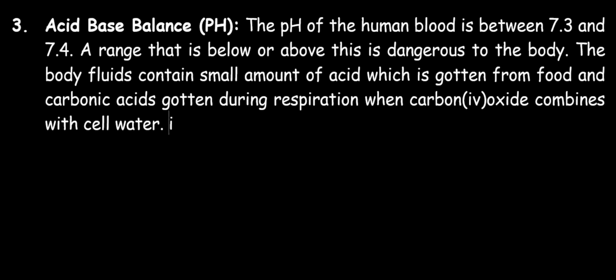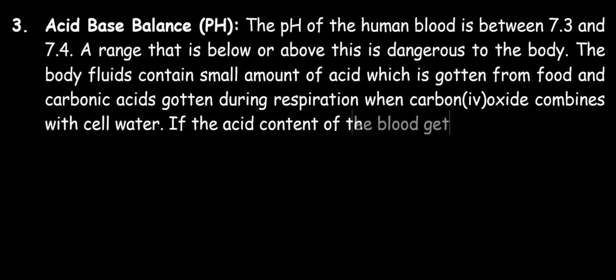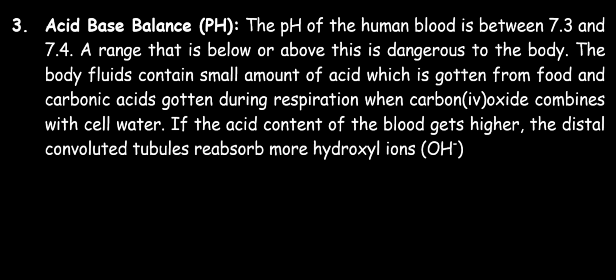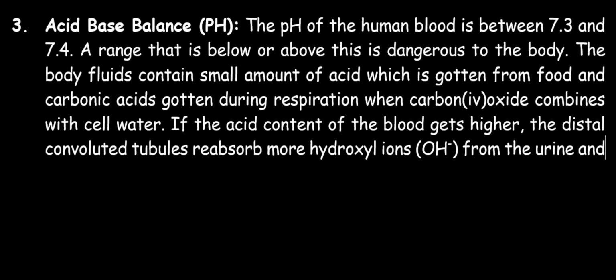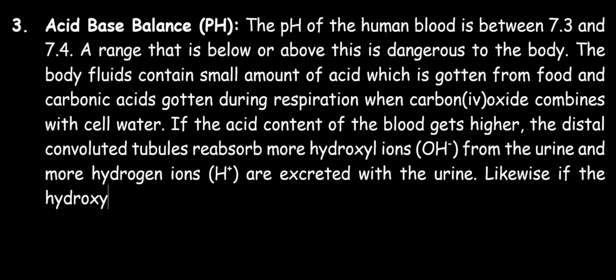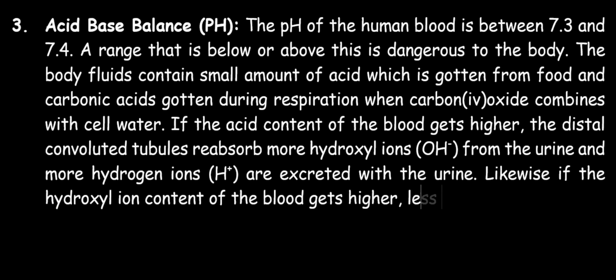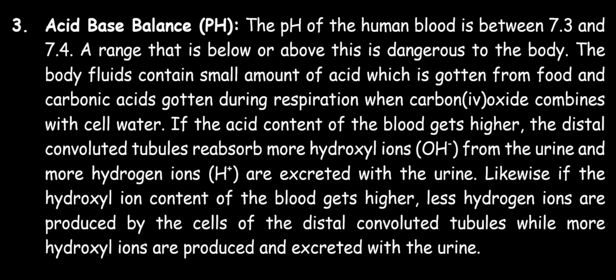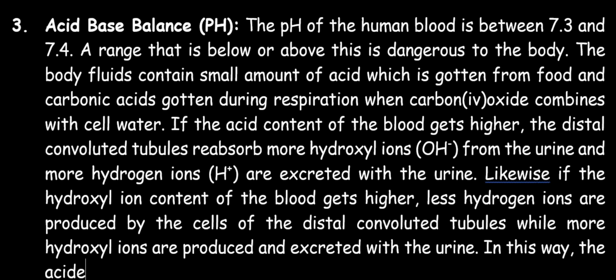Now, if the acid content of the blood gets higher, the distal convoluted tubules remove the hydrogen ion from the blood and excrete more hydrogen ions, that is H+, with the urine. Likewise, if the hydrogen ion content of the blood gets lower, fewer hydrogen ions are produced by the cells of the distal convoluted tubules and excreted with the urine. In this way, the acid-base balance of the body is maintained.